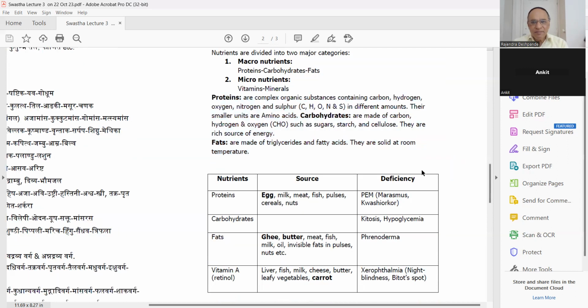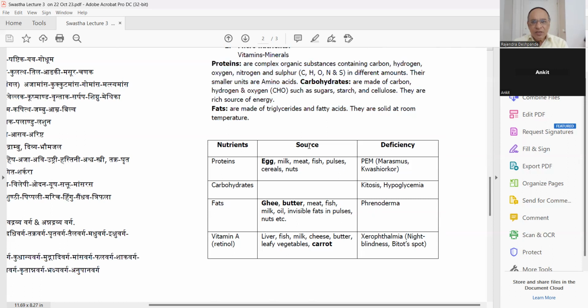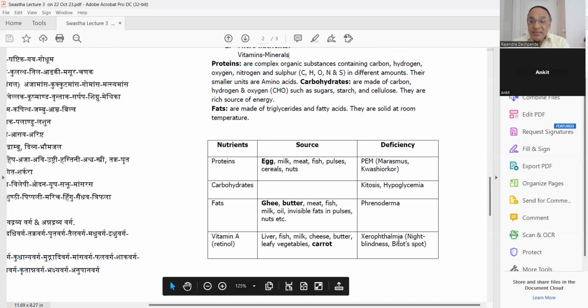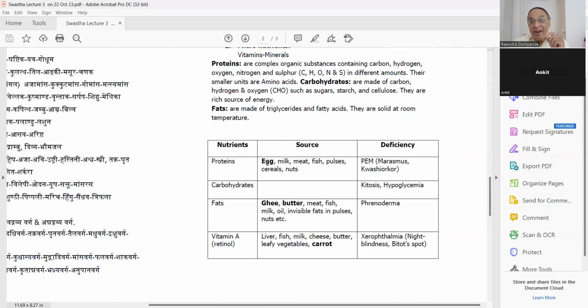Now we will go further. Okay, we will see the nutrients, sources, and deficiency. But these deficiencies, all the diseases can be asked separately as a SAQ. Okay, even these are very common questions in the oral. Proteins are available in the egg, especially the white part of the egg. Yellow part is more fat. So those having the problem with cholesterol should not take the yellow part of the egg. Please don't take the yellow part. Then milk, proteins are good. Meat, fish, pulses, cereals, and nuts.